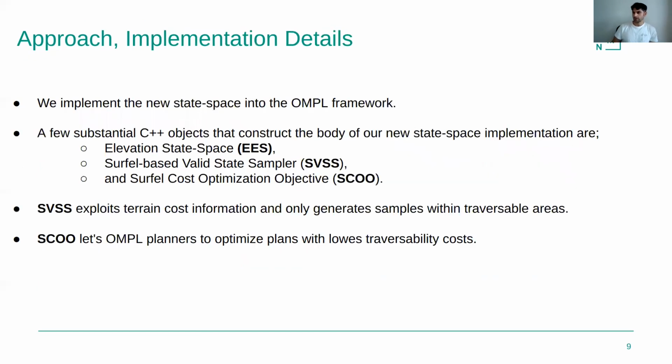And we implement this elevation state space into OMPL, and we construct a new state space. Since we have these surfels, and these surfels include the traversability cost of the environment, we can use these surfels to generate valid samples only for sampling-based motion planners. Also, we can use terrain costs to get an objective that tries to minimize motion plans with respect to traversability costs.